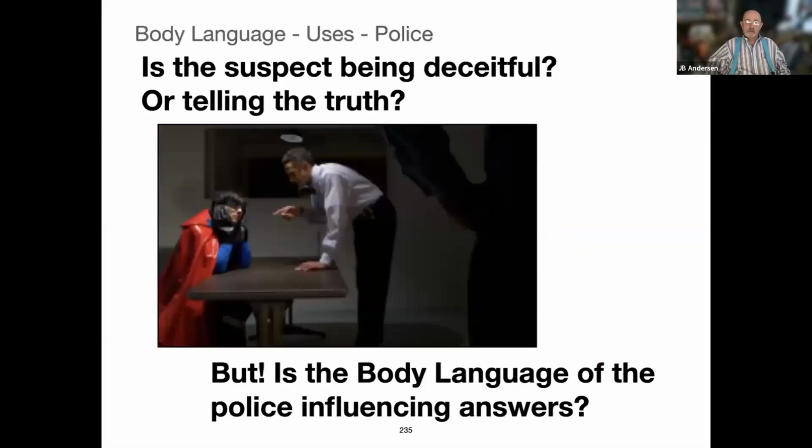Let's take a look at police interrogations. Is the suspect being deceitful? How can I tell? Are they lying? Are they telling the truth? But is body language of the police influencing answers? Look at this guy standing up, bending over, pointing at a person that he's questioning. And by the way, that's not a halo over his head. That's a light in another room.